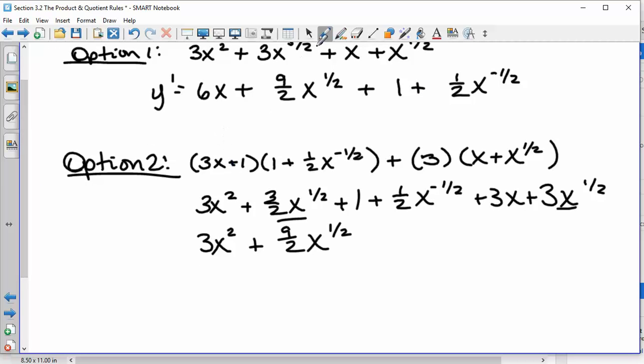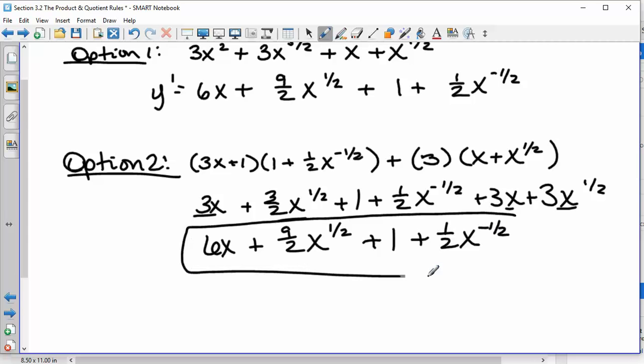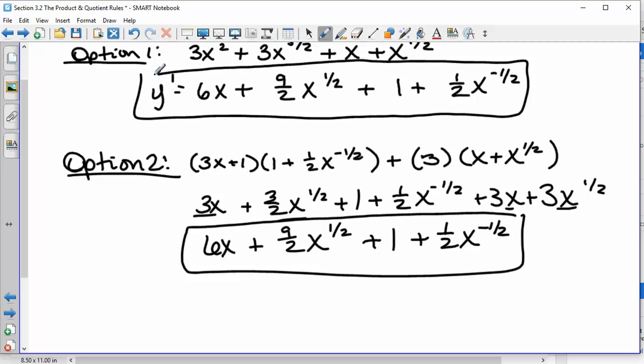I wrote 3x squared here, and it is not, is it? It's just a 3x. So then you can combine your 3x's. So we get 6x plus 9/2 x to the 1/2 plus 1 plus 1/2 x to the negative 1/2. So two options, same derivative. You can now use either one.